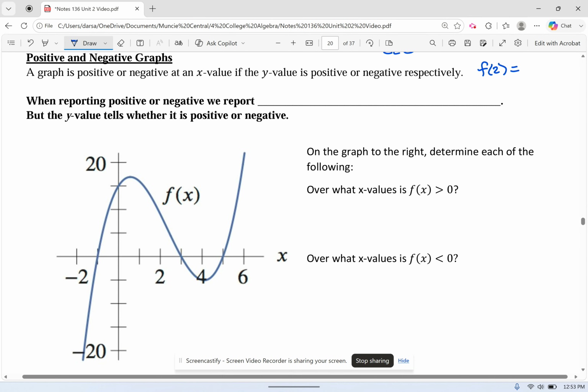But if f at 2 was negative 3, that's a negative answer, so we would say it's negative at 2. So when we're thinking about that, what we're looking at is whether the y value is positive or negative, and that is how we decide whether something is positive or negative. But just like with increasing and decreasing, what we report is not the y. The y tells us if it is positive or negative, but we are going to report the x values again in interval notation.